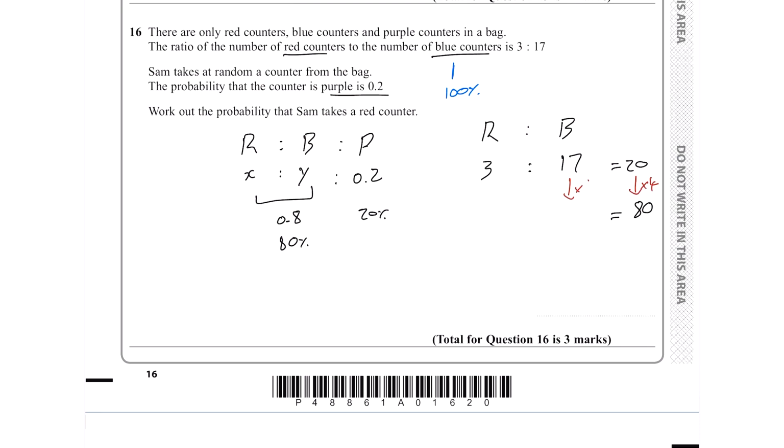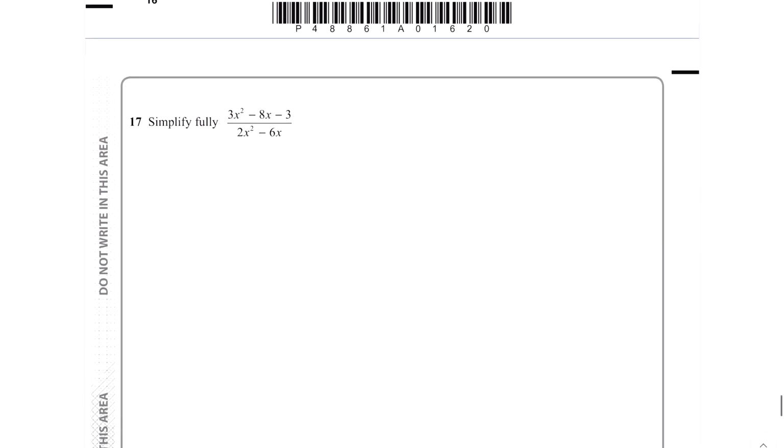We times this by 4, times this by 4, times this by 4. So that's 12, and that is 68. So that is going to be 12, 68, and this can be 20. Work out the probability that Sam takes a red counter, so that is going to be 12 divided by 100, which is 0.12.